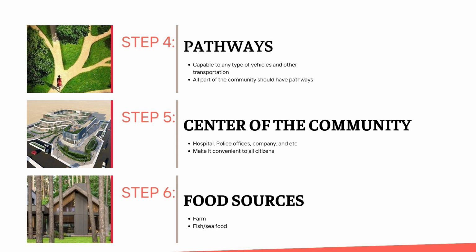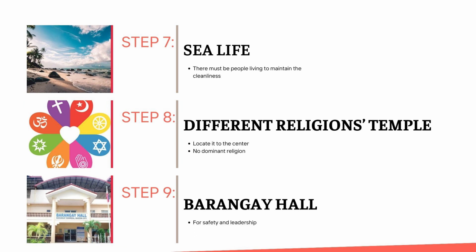Step 6, food sources. Allocate a land where farmers can plant and it could be the food source for the community. Next is the sea life. Let's make sure that there are citizens or there is a life in the sea so they can ensure the maintenance of the sea part and also to have the food source of seafoods.